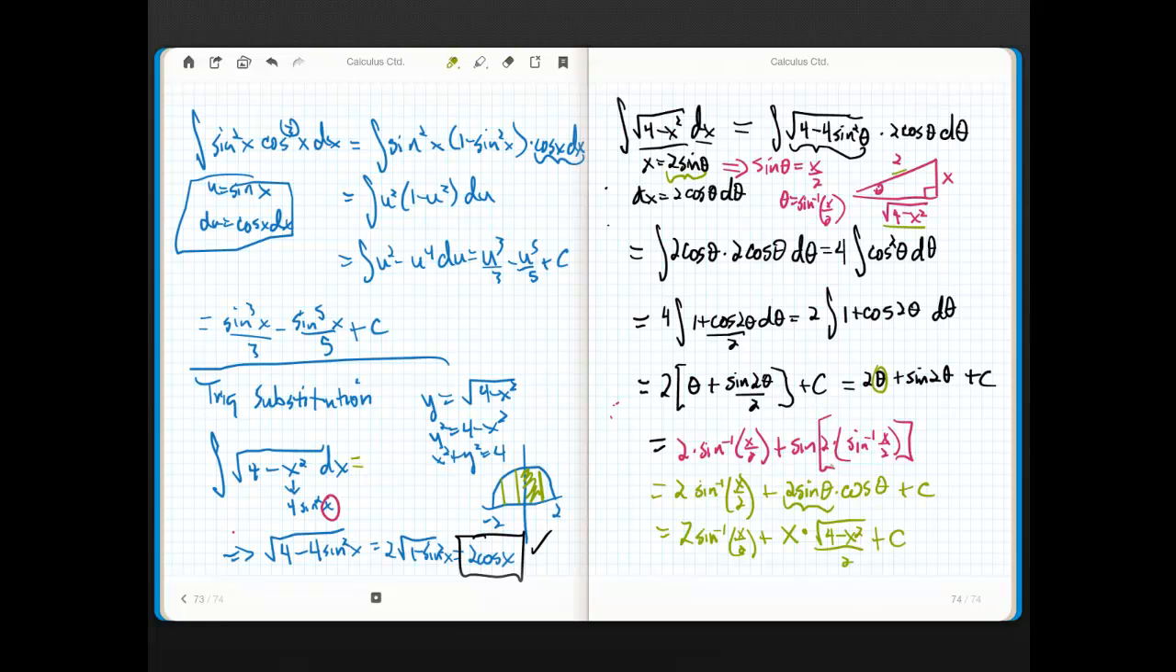Enjoy. We're going to go on and do integration by parts here. Did I say parts? Sorry. Integration with partial fractions here in just a sec.